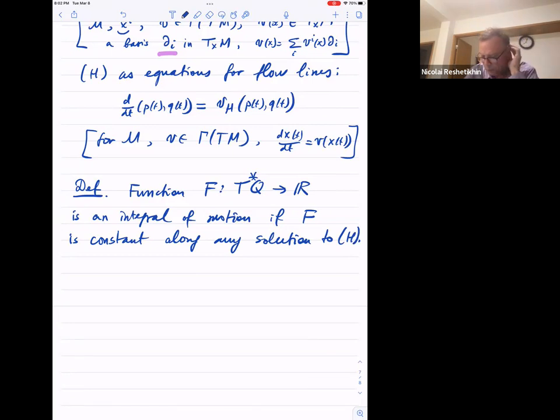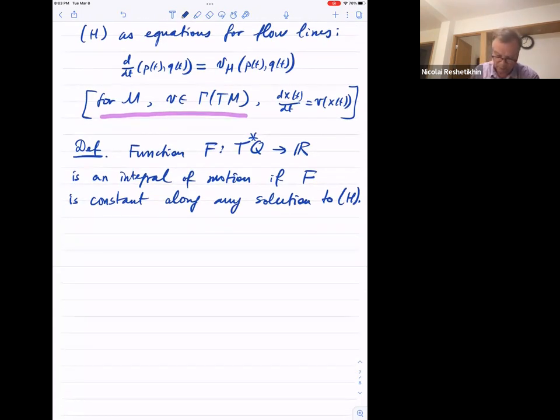It would be the same for any manifold with a vector field. If you have a function on M, it's an integral of motion for this vector field if it's constant along the flow lines of this vector field. And now, just as in the case of any vector field, we can have a simple criterion for f to be an integral. So let's differentiate f.